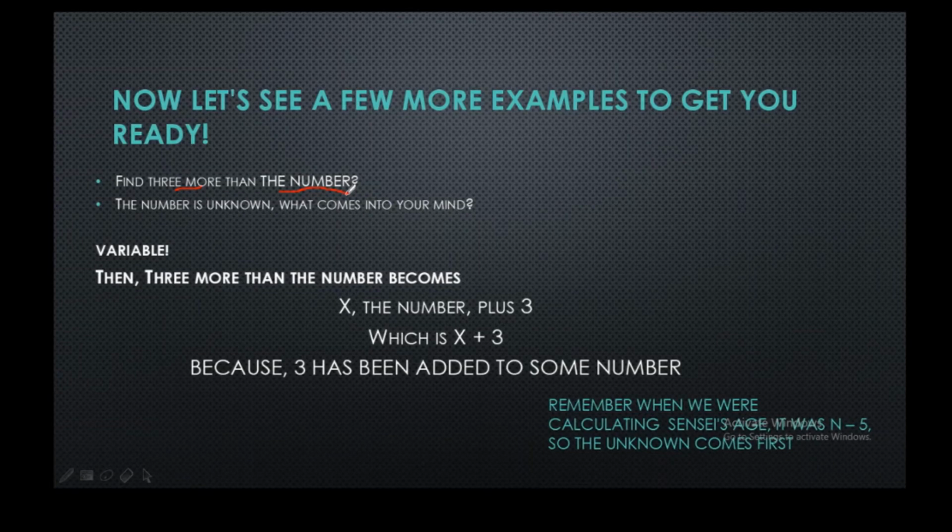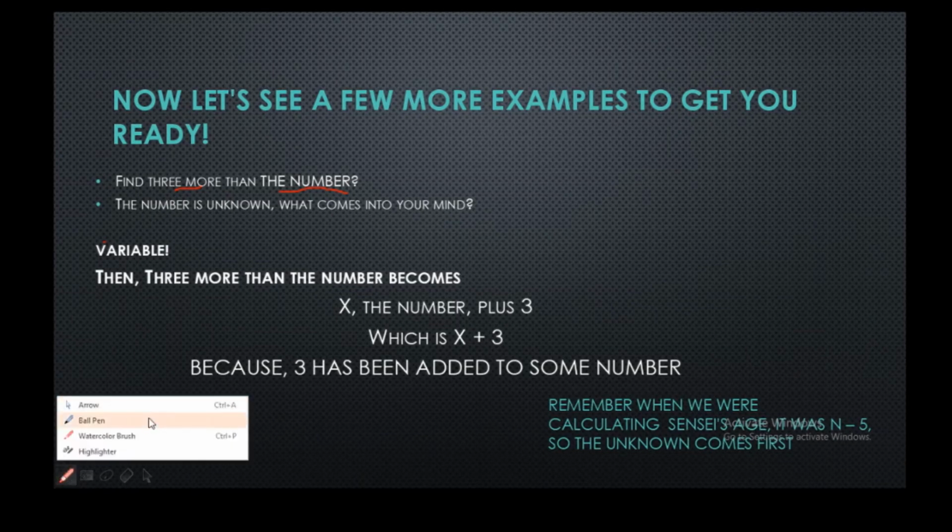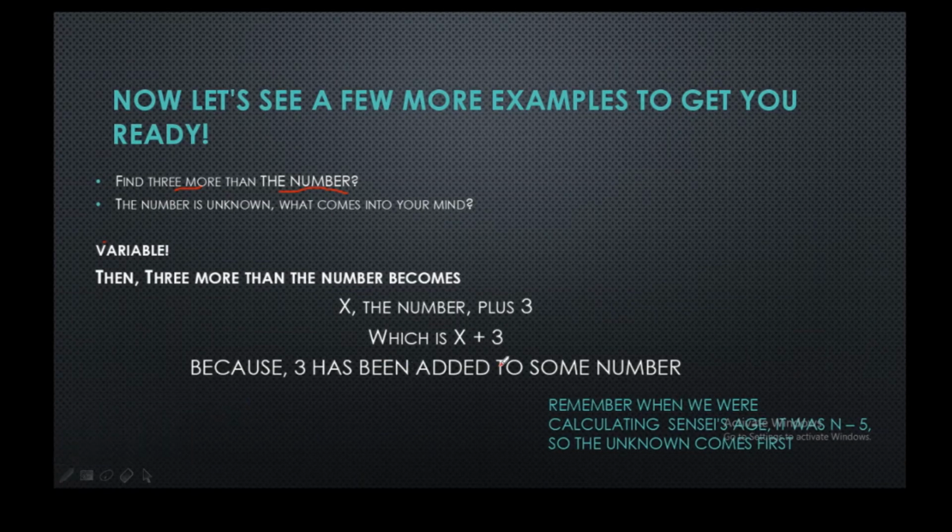Because I'm asking myself what the number is, it becomes unknown here. So what comes into your mind? Variable. So we replace that thing we don't know, that unknown thing, with a variable. Then that's how you find 3 more than the number. So x is the number plus 3. So the number is there. More than means plus. So x is the number now, and we are replacing the number with x plus 3.